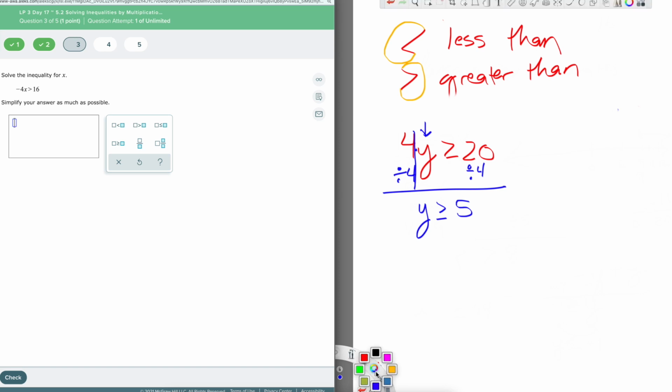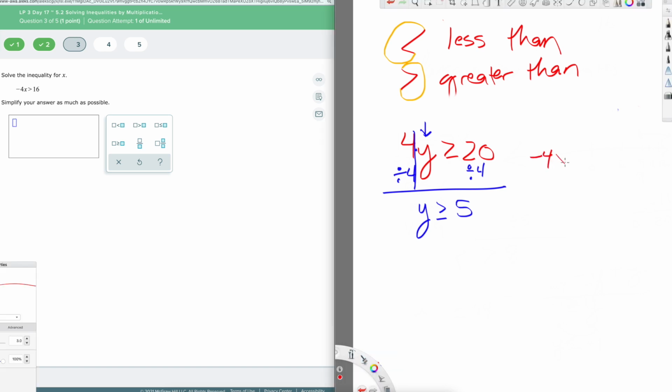Here's one. So we have negative 4x is greater than 16, and this wants us to solve for x. So this is the only thing that's really different about solving an inequality as opposed to an equality. When we have an equal sign, multiplying and dividing by a negative number doesn't really change anything other than it might change the sign of the other side. It still does that same task, but what it also does is it flips the inequality sign.